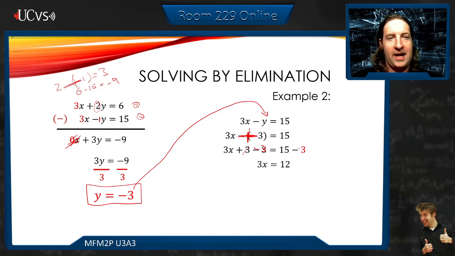So I get that 3x is 12. What times 3 is 12? That's just going to be 4. Okay, I went over that algebra pretty quick. Apologize. Let's do that slower.